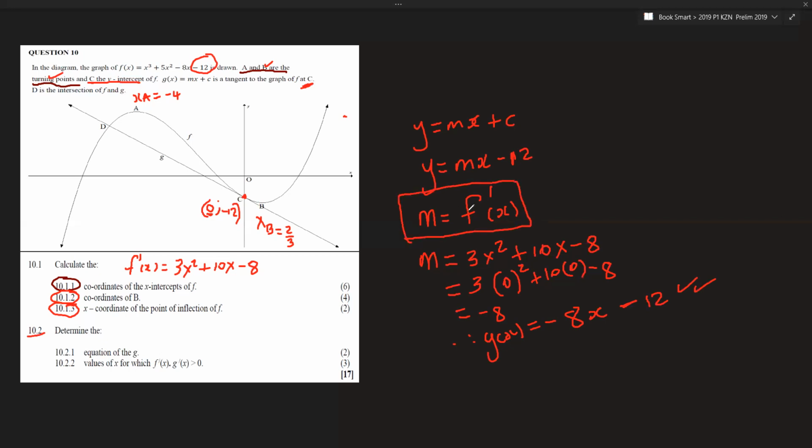So m tangent, you're always going to say equals to the derivative of the function, which is also the gradient. Okay. Awesome. So we're done with this question. Now let's do the last question.